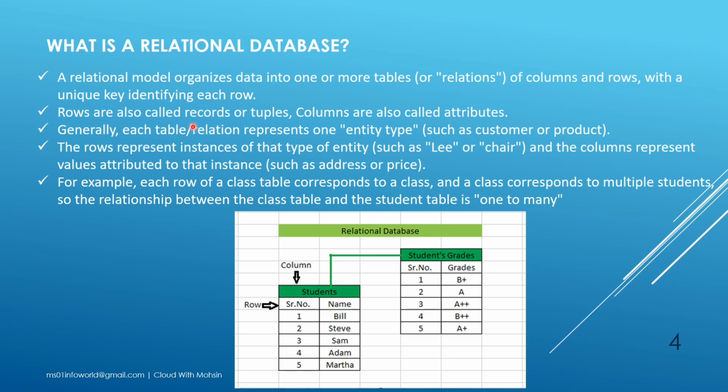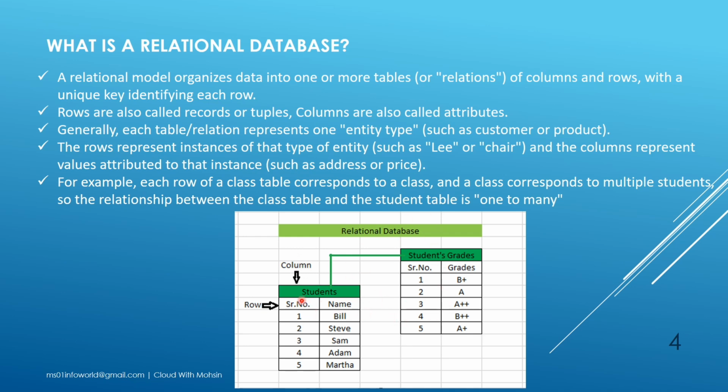Say for example, we have an overall table of the customers. The row will be one instance of that type of entity, such as chair or league, etc., and the column will be its value. You can see there is an example of a relational database. So you can consider a relational database as just a simple Excel sheet which consists of rows and columns like this. So here you can see it's a student database.